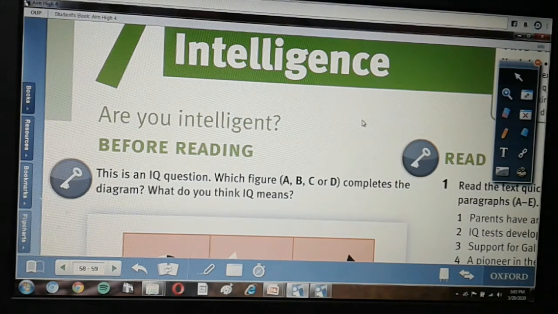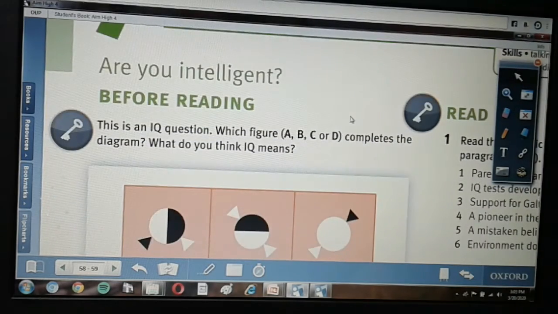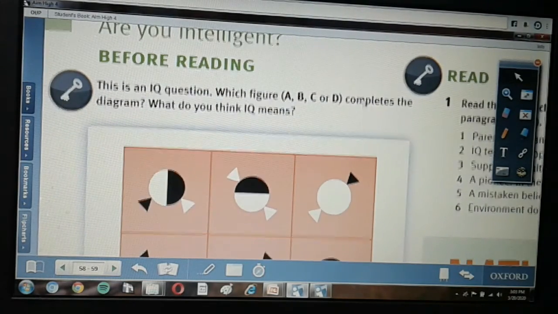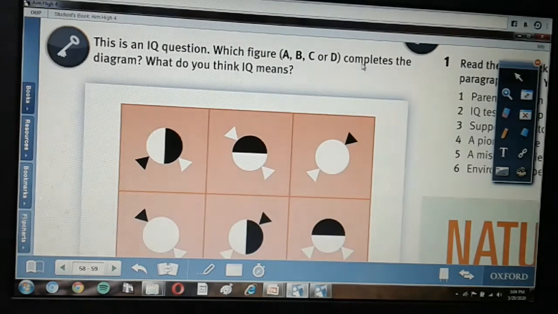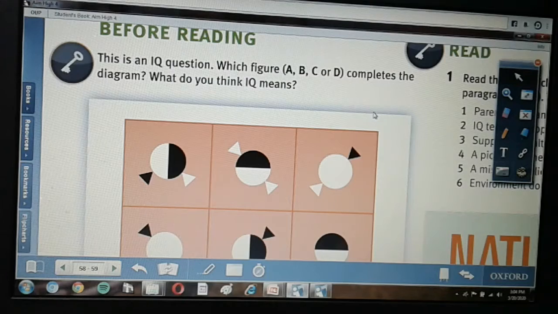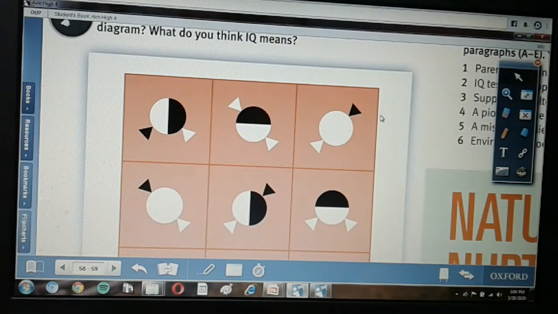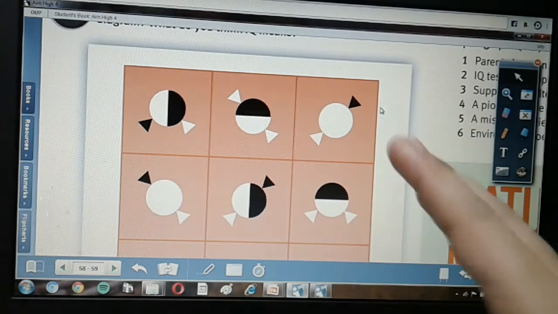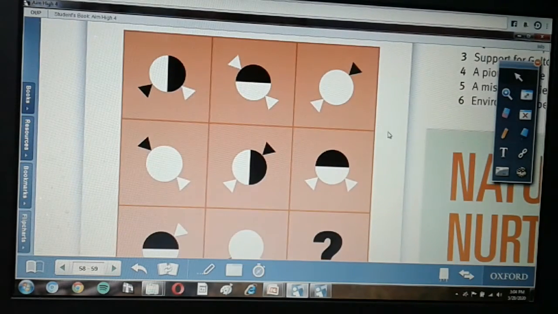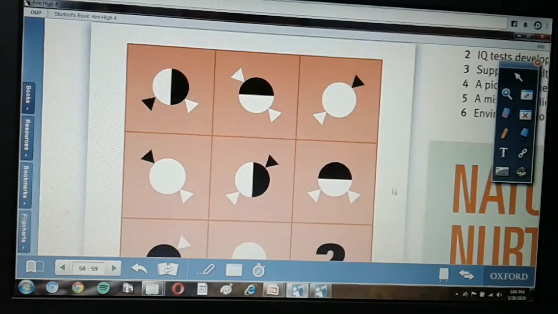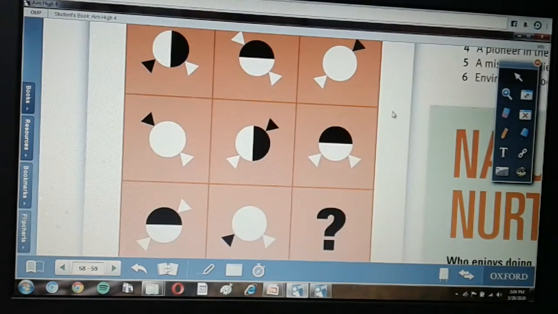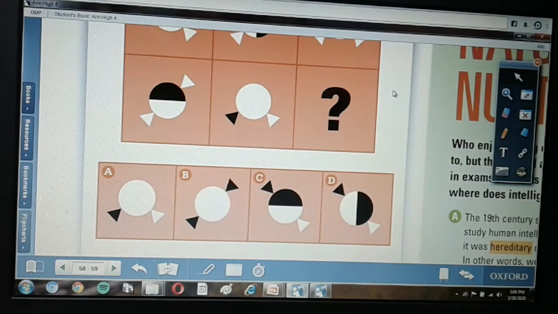However, before reading the text, here we have an IQ question. Can you guess the right figure to complete the diagram here? See this diagram carefully and decide the shape or the figure, whether A, B, C or D is the correct one. Okay, and I will tell you the answer after I count until 5.